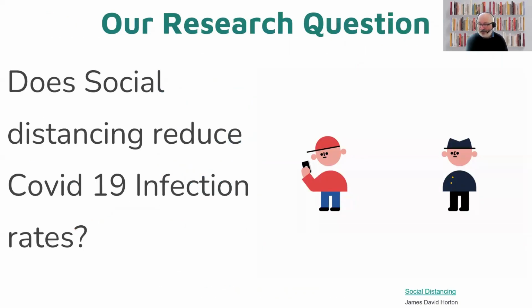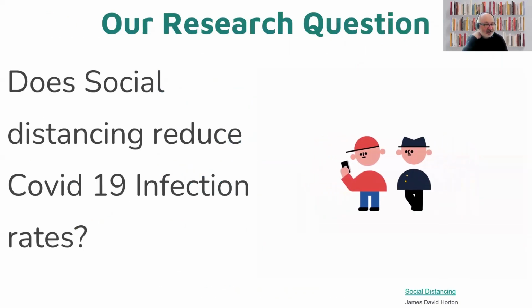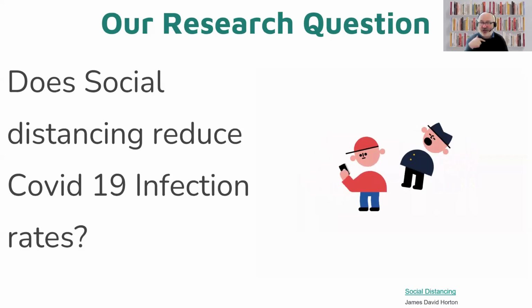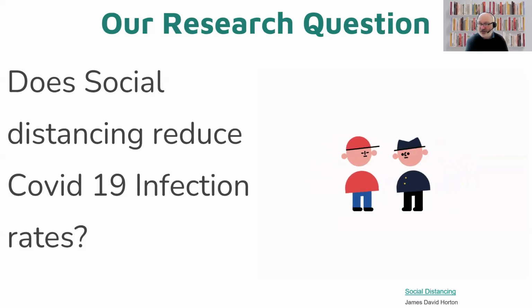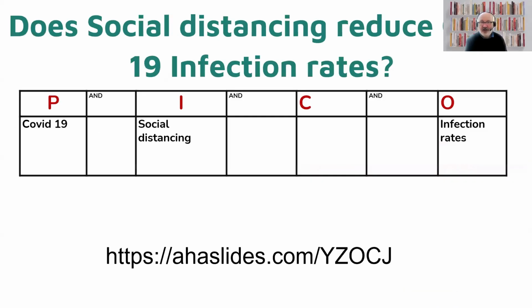So we're going to do a little exercise, another exercise. I'm going to share you a link at the moment. So our potential question is, does social distancing reduce COVID-19 infection rates? So I applied PICO. My problem is COVID-19. My intervention is social distancing, and the outcome is infection rates.